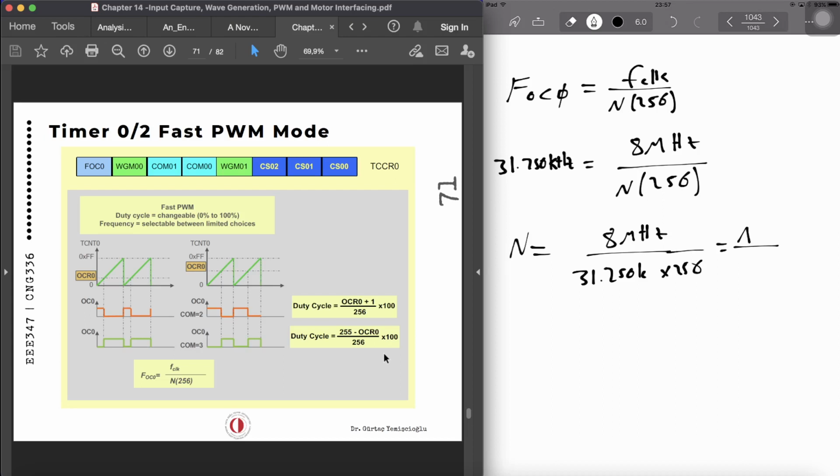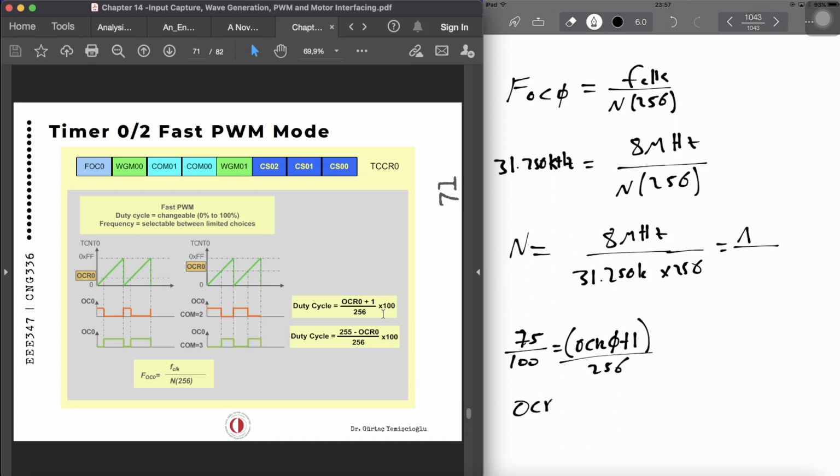And then what we can do is easily use the formula over here for the non-inverting mode. So the duty cycle is 75 over 100, and then we have OCR0 plus 1 divided by 256.